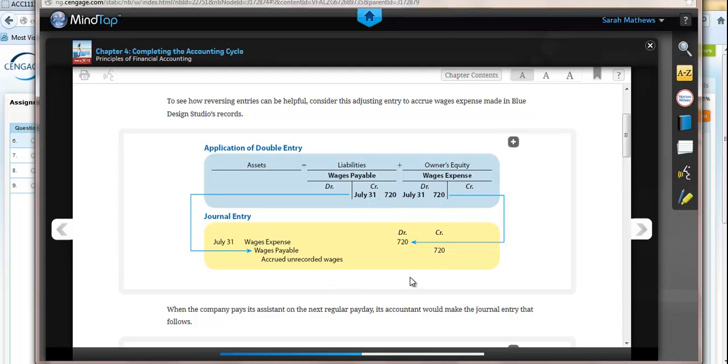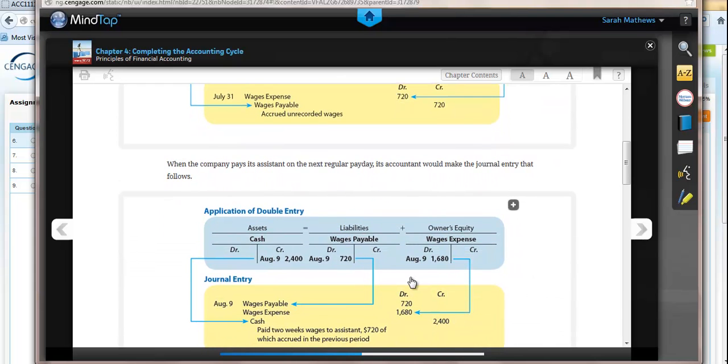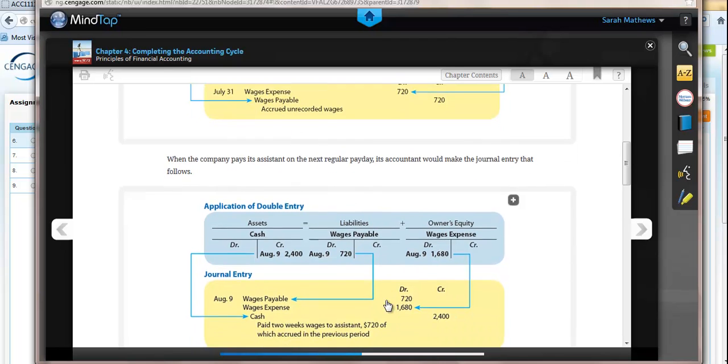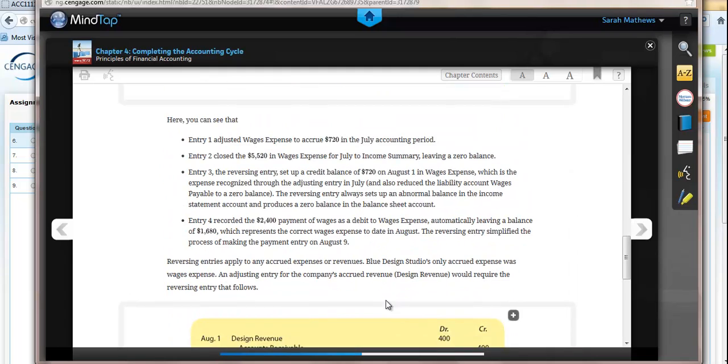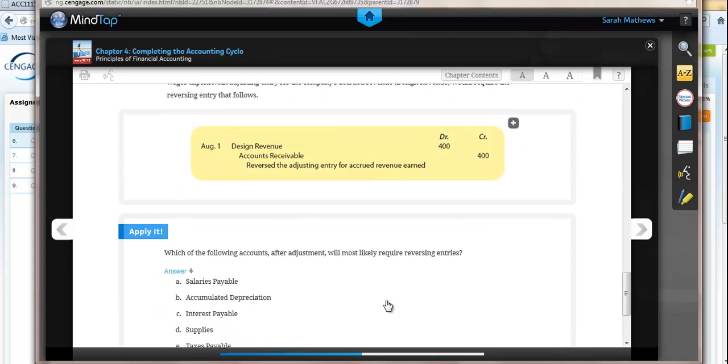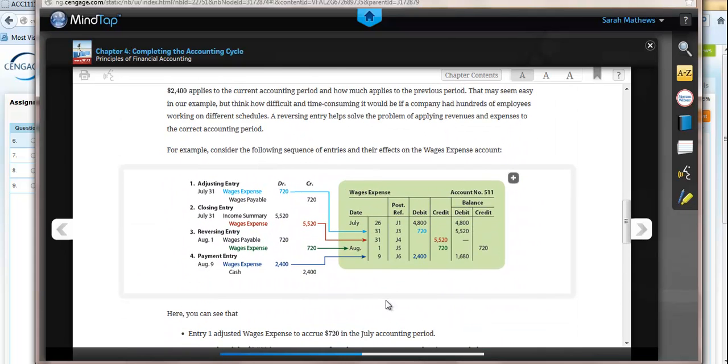So the reversing entry for this, because it's an accrual, would be to do the opposite. We would debit wages payable and credit wages expense, which is shown further down the page. Right here. So here would be our reversing entry. Debit wages payable and credit wages expense. So you're just reversing an adjustment that you previously made.